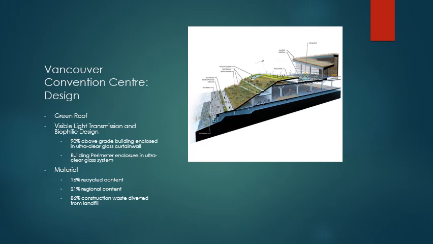The second part of this building that's also very interesting is the visible light transmission and biophilic design that's been incorporated into the building. 90% of the above grade building is enclosed in ultra clear glass curtain walls, and even the building perimeter enclosure is in ultra clear glass systems. This allows the users of the building to remain connected to the exterior. So when you're inside, you can still remain connected to the views of where you're really at: the mountains, the water, and the commercial aspect of this area.